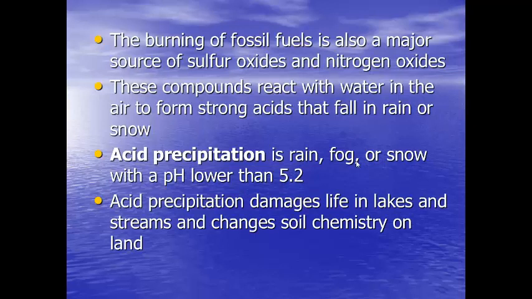Burning of fossil fuels also releases sulfur oxides and nitrogen oxides. They work a lot like carbon dioxide. They react with water in the air, and it causes acid rain or acid precipitation. When acid rain falls, it's going to damage life in lakes, in streams, and it changes soil chemistry, right? It's making everything more acidic. And most ecosystems work at very specific pHs.